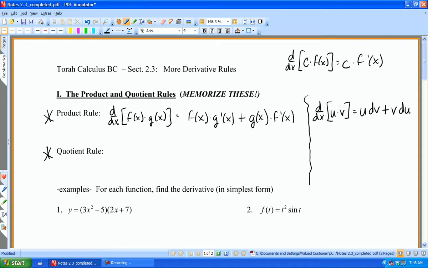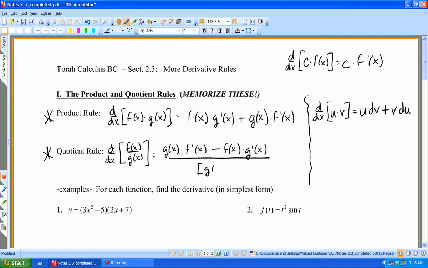Okay, the quotient rule looks even worse, but really isn't that bad. So if I want the derivative of a quotient, f of x over g of x, then this is what I do. I start with the bottom function, g of x, and multiply by the derivative of the top, minus the top function, f of x, times the derivative of the bottom. It's all over the bottom function squared. Remember, you can pause this video at any time and take your time and write that down and say it to yourself 2 or 3 times.